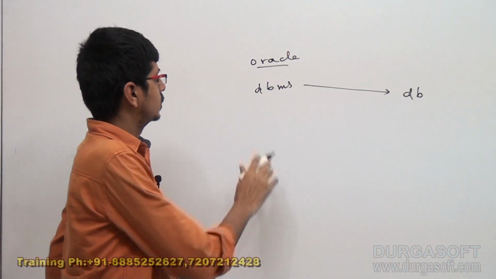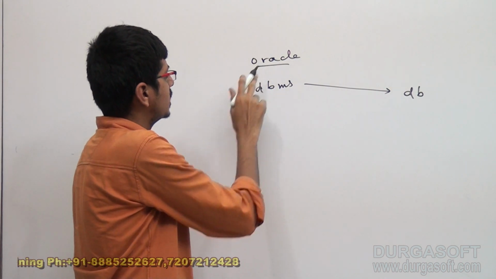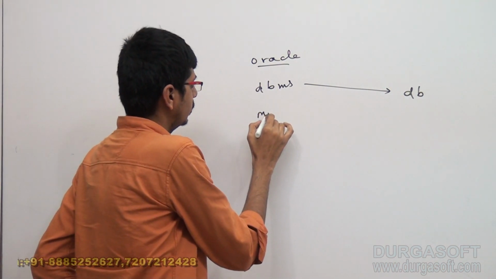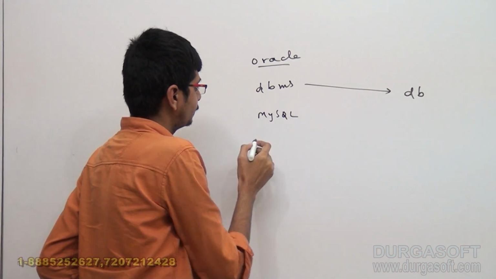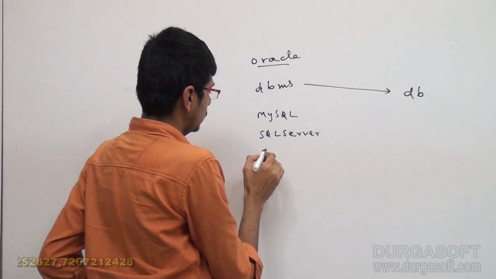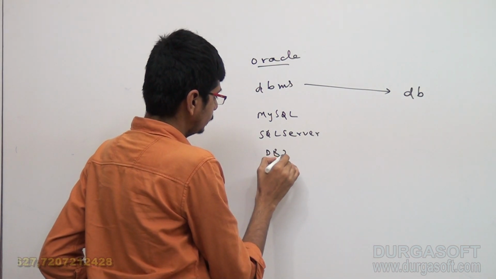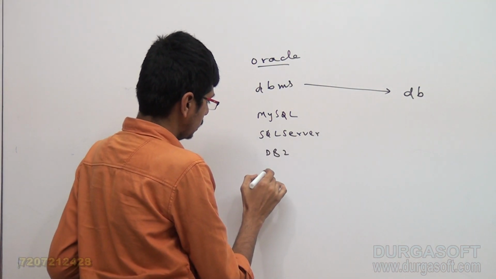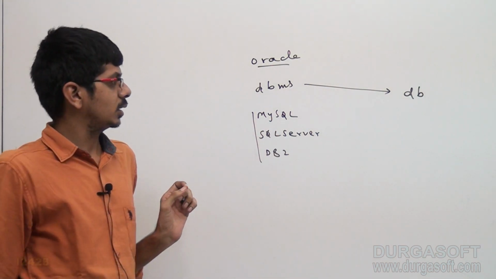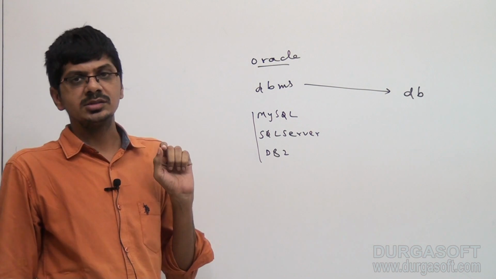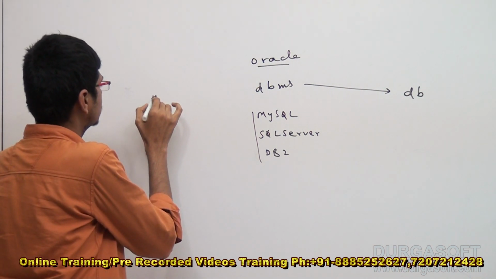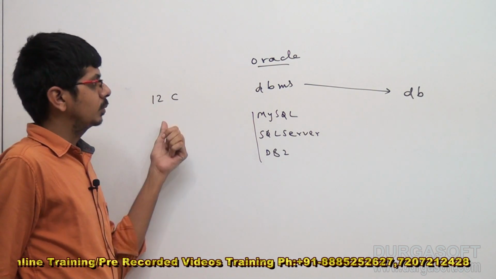Okay, so as Oracle we have several DBMSs, like we have MySQL, SQL Server, DB2. So like this we have several DBMSs. In that, Oracle is a popular one. So in Oracle we have the latest version, that is 12c.